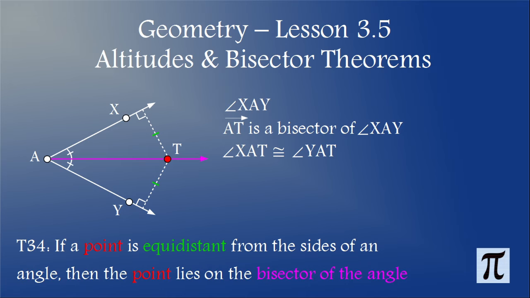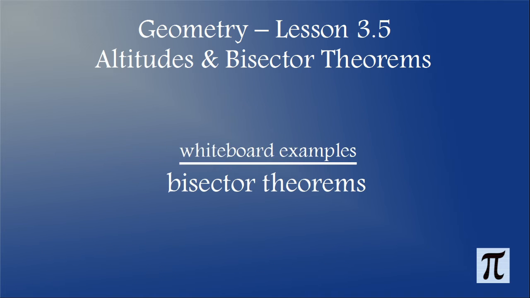Conversely is Theorem 34. If a point is equidistant from the sides of an angle, then the point lies on the bisector of the angle, which kind of makes sense. If it's right down the middle, it will be the same distance from either side of the angle. Let's go back to the whiteboard and do some quick examples.